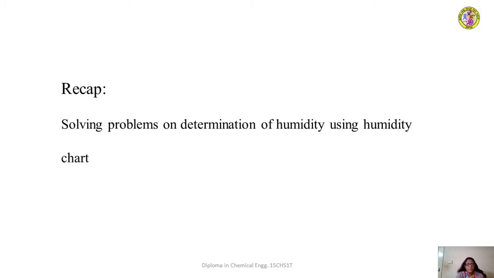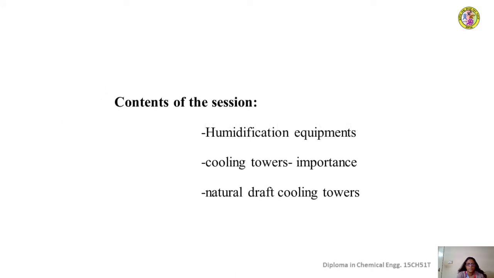In the fifth session, we took up solving a few problems using the humidity chart. So we understood how we can estimate the different characteristics of a vapor gas mixture using a humidity chart when two values are known. So that practice we had in the previous session.